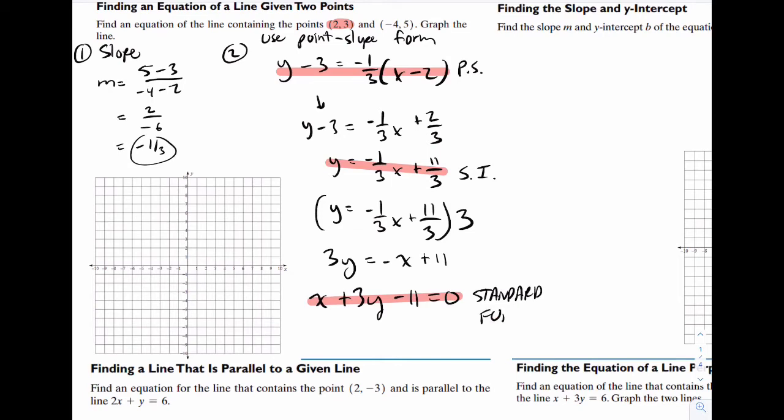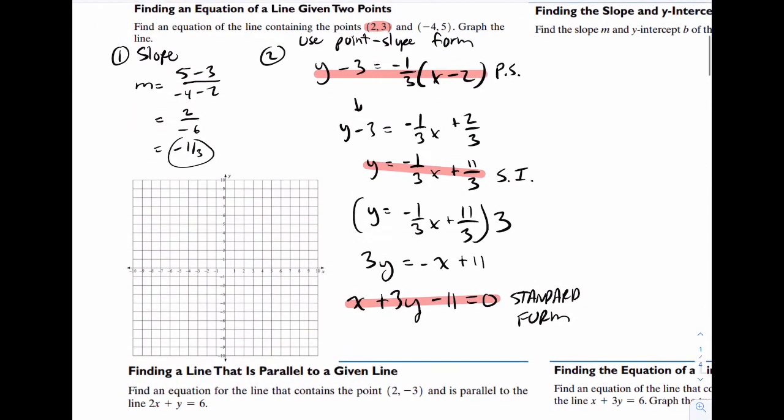So those are all the forms you should be comfortable with. Let's quickly graph it. I'll just use the points they gave us, 2, 3 and negative 4, 5 to make it easy. Here's 2, 3, negative 4, 5. We could use the slope as well, go down 1 over 3. And then there's our line.